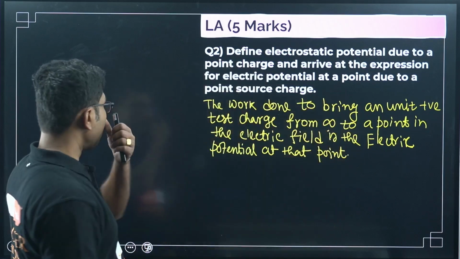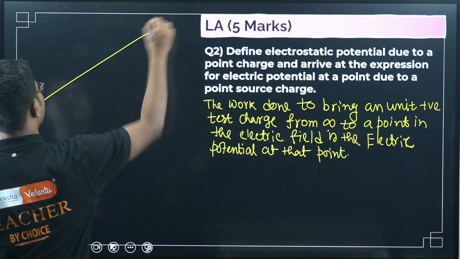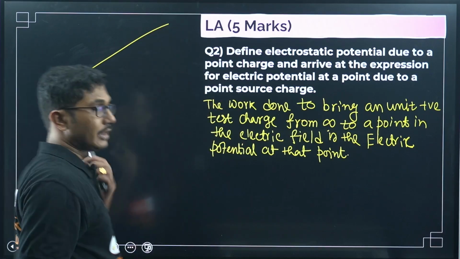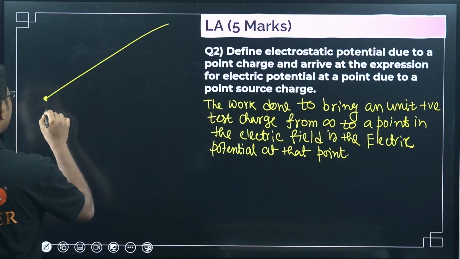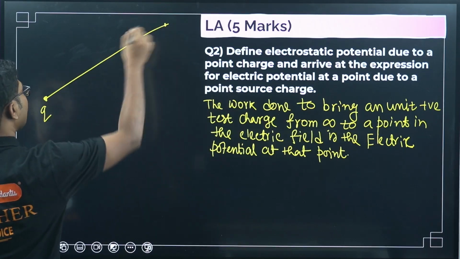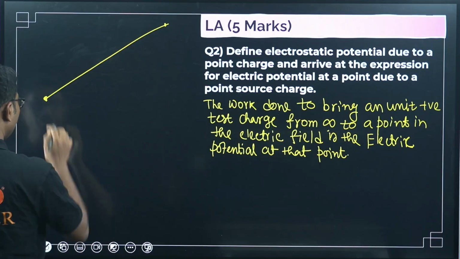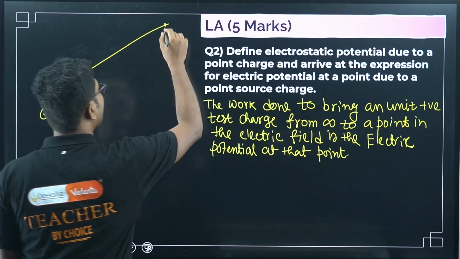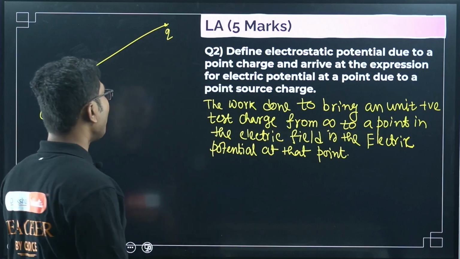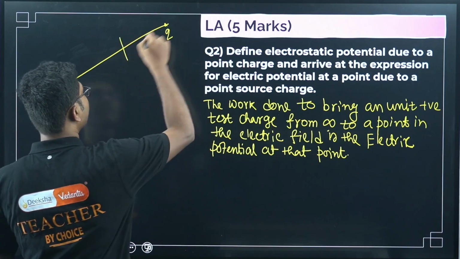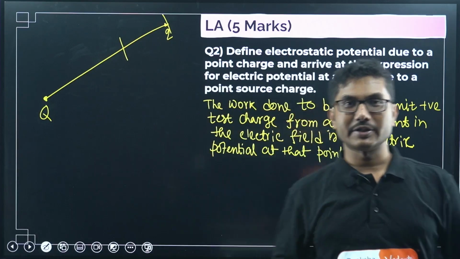So I hope you will remember this, and then you have to draw that diagram. This is one of the very easy derivations and very commonly asked derivation. You have some charge, capital Q, here, and you are bringing a positive test charge, small q, from infinity to a point. Then you have to take some arbitrary position in between, and then you have to form an integration.